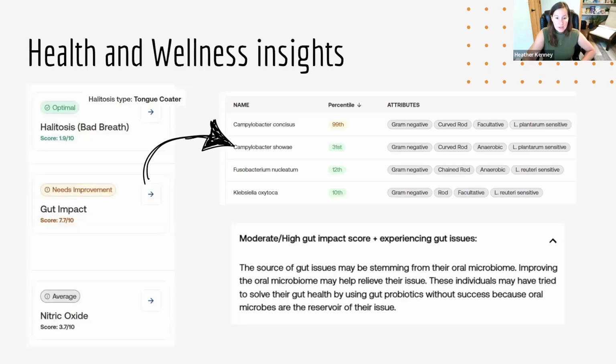So let's just call out and look here at the gut impact score. We have several Campylobacter species and Fusobacterium, and then Klebsiella is also playing a role.